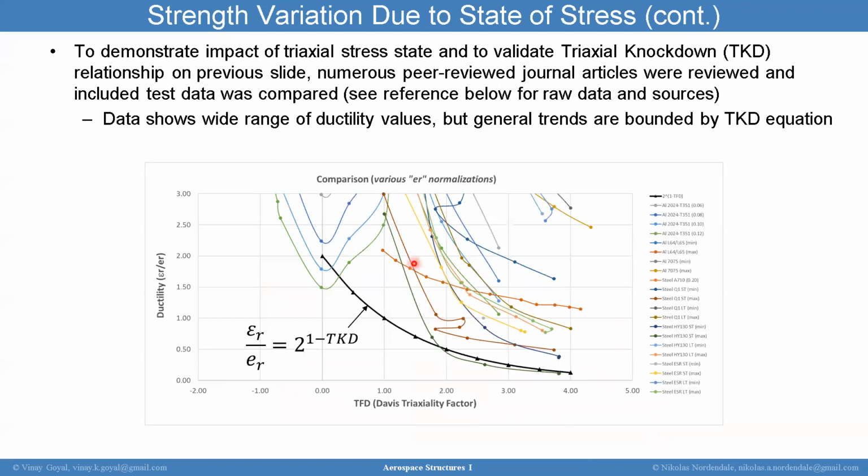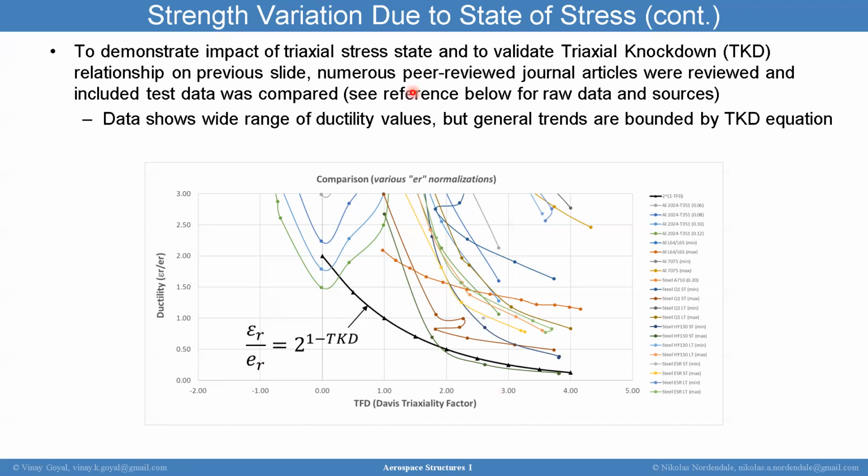So this is a compilation of a lot of test data. You see aluminums, steels. This was also done independently for coppers and other materials, and they basically show a common relationship. If I normalize all of these, you can see a lower bound, that black line, which is the relationship of the elongation predicted divided by the elongation to failure. So epsilon divided by E is equal to 2 to the power of 1 minus TKD. If you use that black line for your material and knock down your capability using that, you can prevent yourself from failing due to this loss of ductility in design.